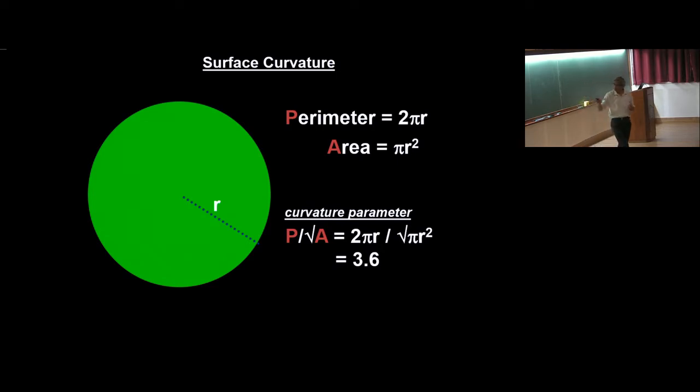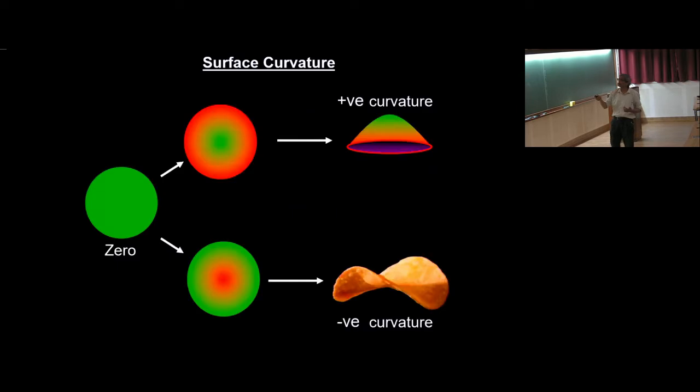So this P by square root A will remain 3.6 if and only if this is a 2D structure. If it deviates from two-dimensional space, then it will be either more or less. The parameter is 3.6 if it is flat, and it will be less than 3.6 if there is more growth in the center than in the periphery, and it will be more than 3.6 if there is more growth in the periphery. But this, of course, is for a circular structure. It may change depending on the shape as well.